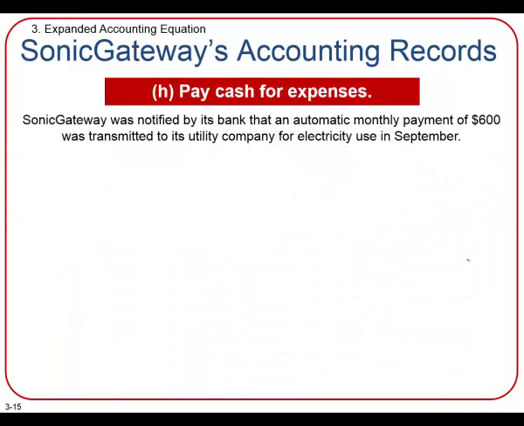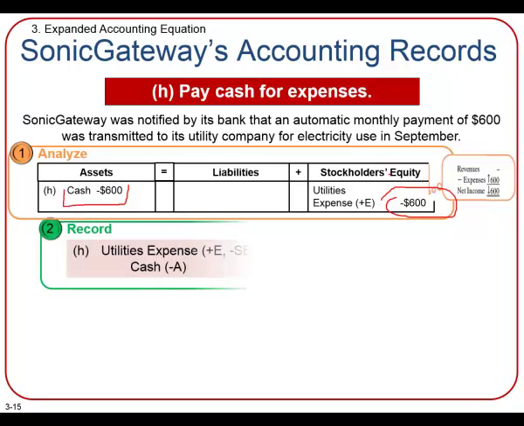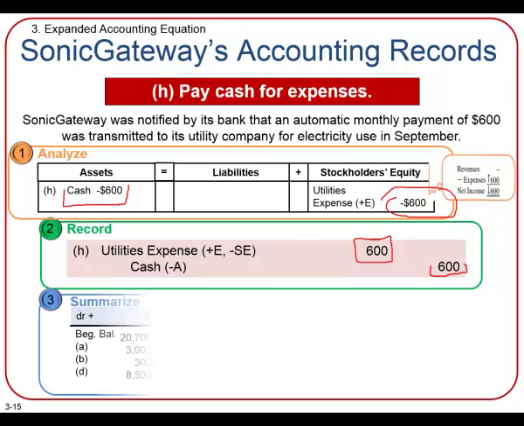SonicGateway was notified by its bank that an automatic monthly payment of $600 was transmitted to its utility company for the electricity used in September. Now that we've actually paid the utility company, at the same time that our expense was incurred, we can go ahead and record cash coming down and the expense going up. Remember, the expenses decrease stockholders' equity. So our expense will be a debit to stockholders' equity. Cash will come down, and that's our credit.